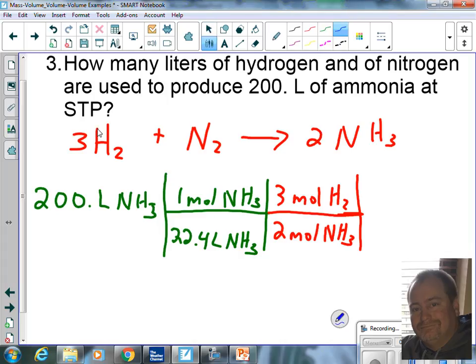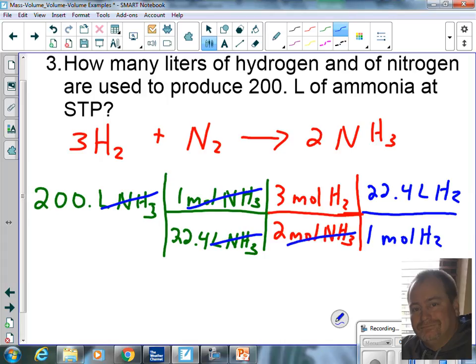Now finally, I'm trying to find how many liters of hydrogen. I'll make my other conversion box. I know that 1 mole of hydrogen is 22.4 liters of hydrogen. I'm going to go back and look. Here I get a cancel: liters of ammonia, moles of ammonia, moles of ammonia, moles of hydrogen, moles of hydrogen. So my final answer is going to be liters of hydrogen gas, which is what I was trying to find.